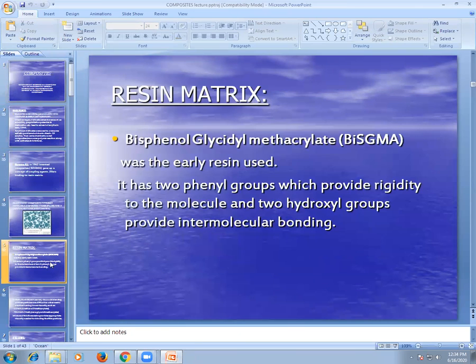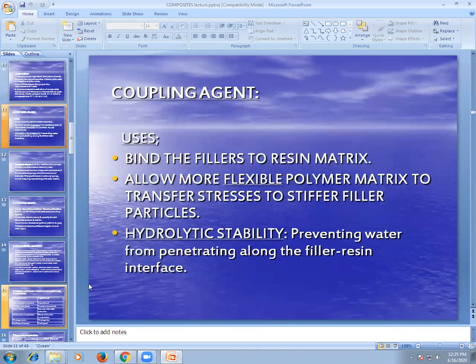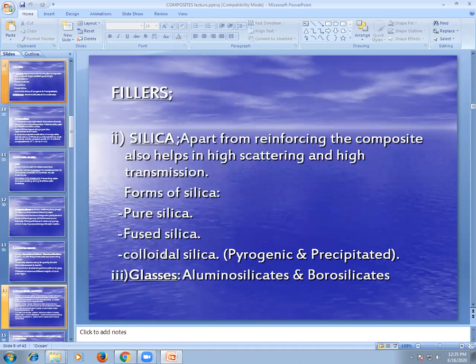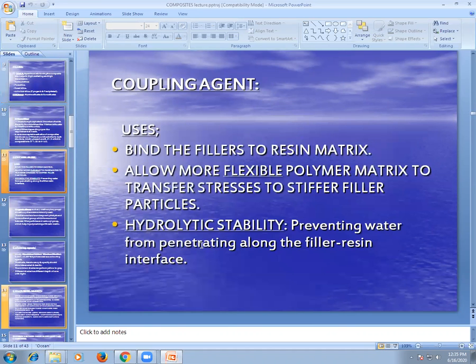Then again, the composition: it contains the resin matrix, filler, coupling agent, coloring agent, activator, and initiator. Then we can classify the filler into silica and glasses. The coupling agent is organosilane.